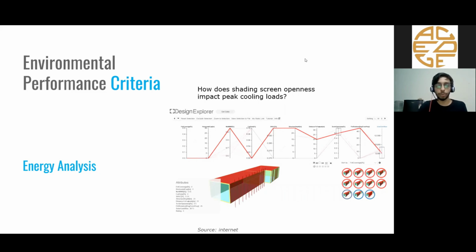So here we can see one energy analysis for one shading screen openness. This talks about the peak cooling loads. There are different options about the horizontal shading and SHGC. These are options, and the performance we get with this EPI. Here we are getting the energy loads. So through this graph, we can understand out of a number of options, which option would be the best suitable for our case.